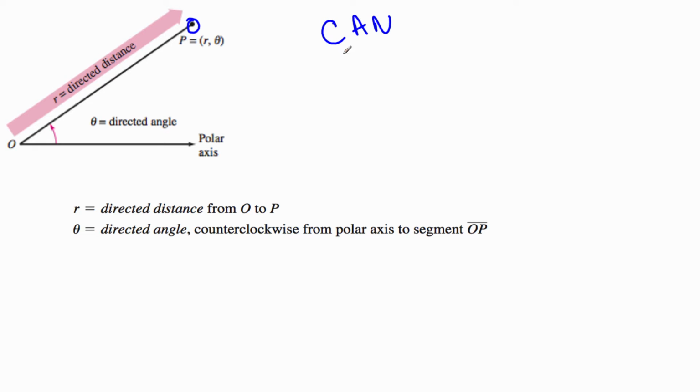Clockwise is negative. So if you're going clockwise, you have a negative angle. Write that out.